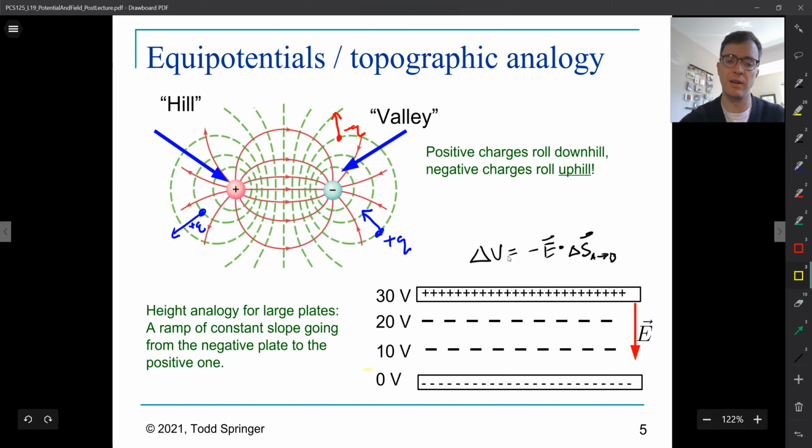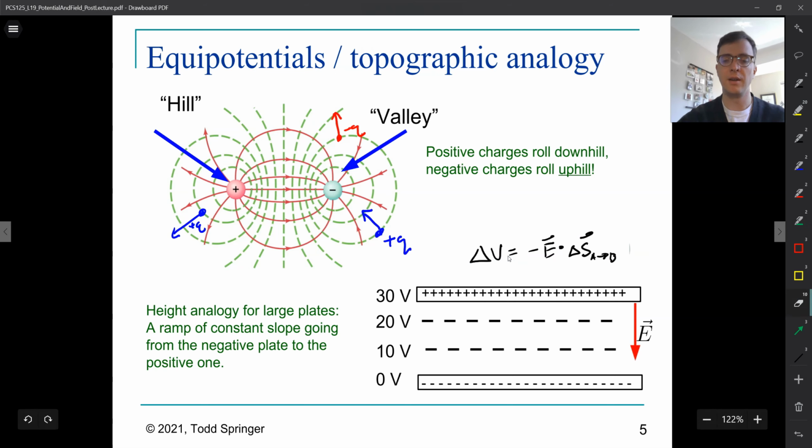So let's suppose I've got a negative plate here. Let's call that 0 volts. And then maybe I hook this other plate up to a battery, which is 30 volts. Okay, so I've got a 30 volt potential difference between the two plates. The question is, what is going on in between? And according to this equation here, you can see that the voltage change is proportional to the distance, right? It goes linearly in the distance.